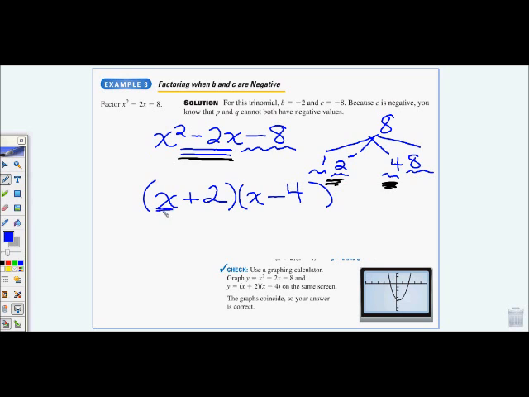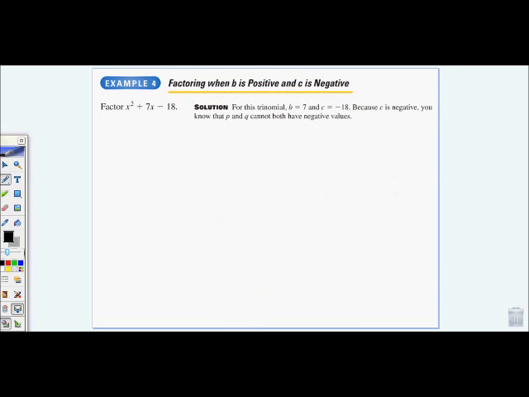Okay, you hopefully can see the first and you can see the last are going to work out in our equation. Now we have to make sure that our outside and inside, so we have a -4x, positive 2x, that would result in our -2x. Now they're also showing the checks with the graphing calculator if you need to do that. And then finally, I guess we have one more after this.